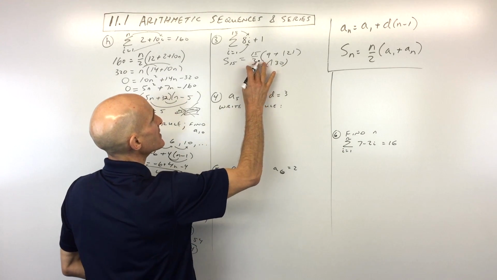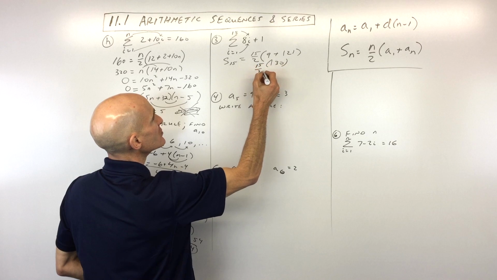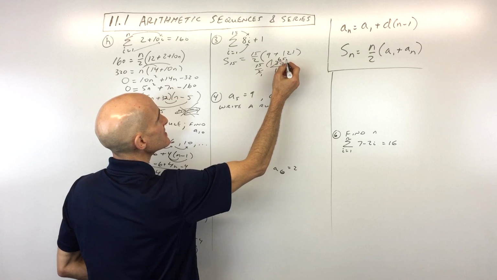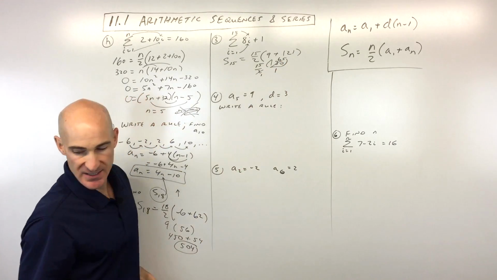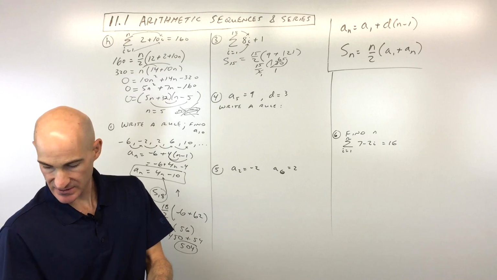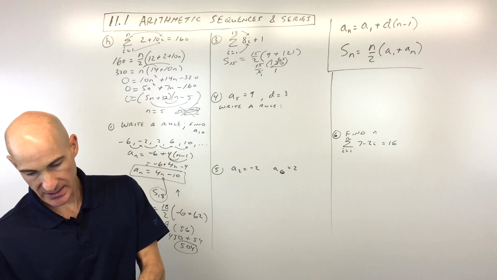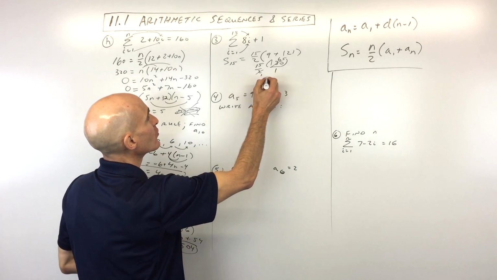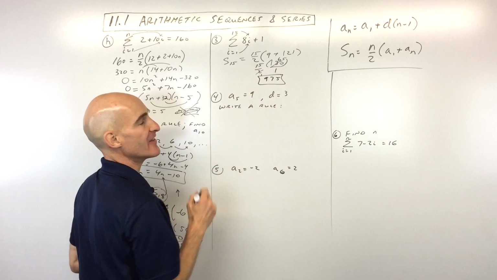Or let's do it this way. Instead of 7.5, we'll do 15 over 2. 2 goes in here once, 2 goes in here 65 times. So it's 15 times 65. Let's calculate that. 15 times 65. Looks like we're getting 975. So check your work on that one. Check my work, I should say, on that one.